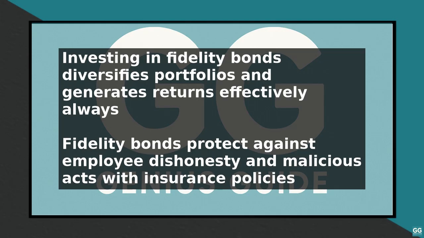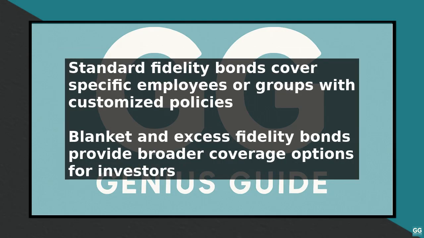Understanding Fidelity bond types. There are several types of Fidelity bonds available, including standard Fidelity bonds, blanket Fidelity bonds, and excess Fidelity bonds. Standard Fidelity bonds provide coverage for a specific employee or group of employees, while blanket Fidelity bonds provide coverage for all employees. Excess Fidelity bonds provide additional coverage above a certain threshold.